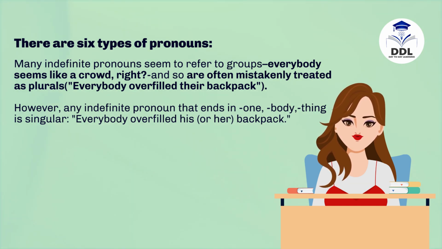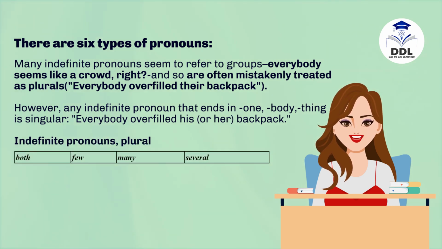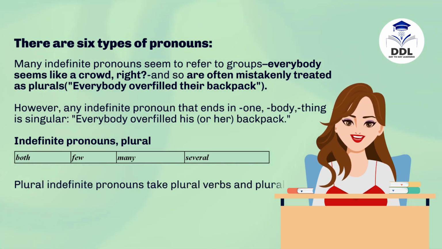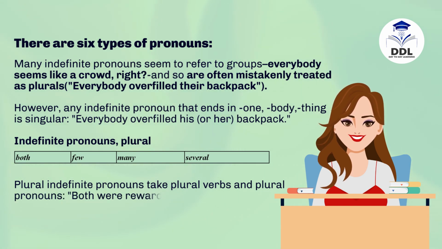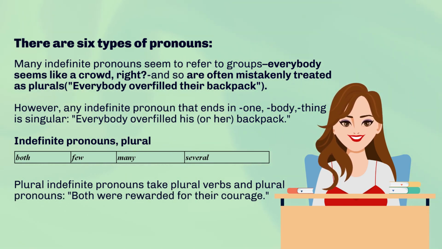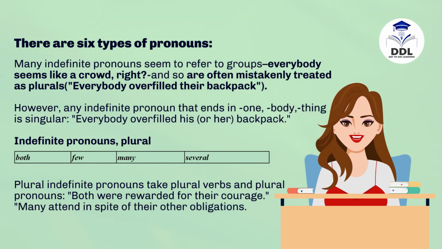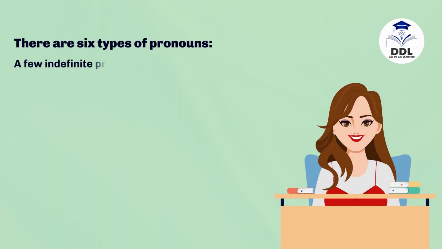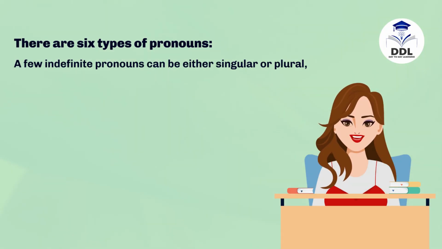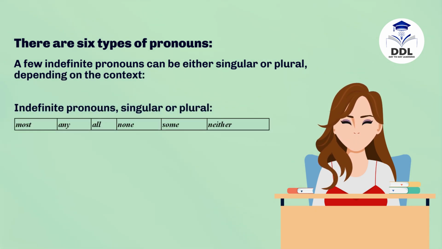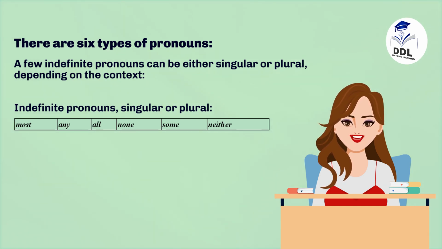On the other hand, some indefinite pronouns are plural, like both, few, many, several. Plural indefinite pronouns take plural verbs and plural pronouns. Both were rewarded for their courage. Many attend in spite of their other obligations. A few indefinite pronouns can be either singular or plural depending on the context, like most, any, all, none, some, neither.